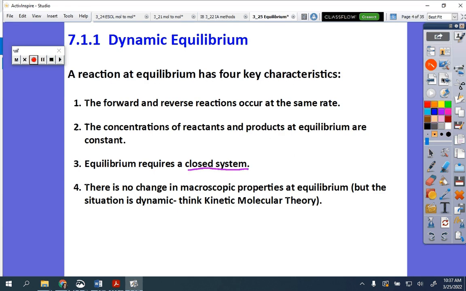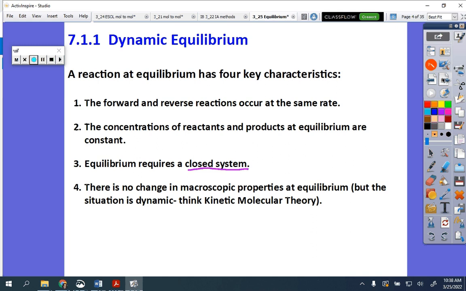So a few things have to be true for equilibrium. When we're at equilibrium, the forward and reverse reactions are the same rate. The concentrations of reactants and products are constant. We have to have a closed system. We haven't talked so much about closed, open, and isolated systems this year. But an open system is one where anything can get in and out. Mass can get in and out, and energy can get in and out.